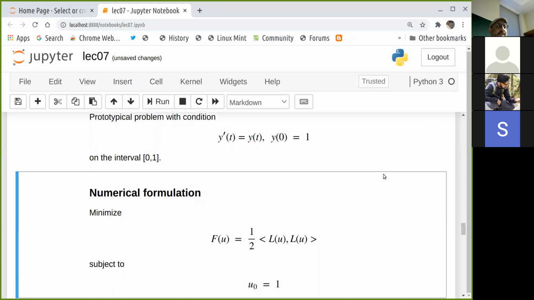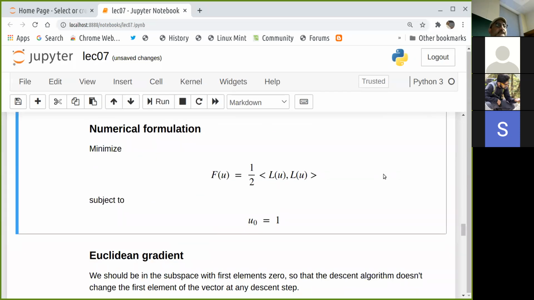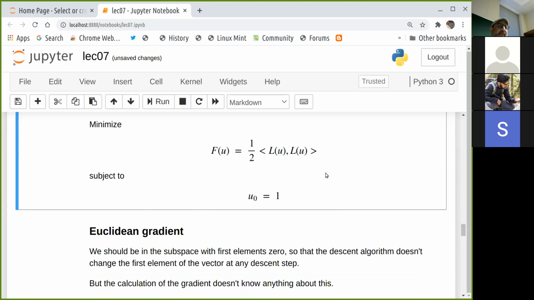Okay, so the numerical formulation is as before: minimize f of u, the same f of u that we had before, except now it's subject to the condition that the first entry of u should be equal to 1. And that creates a little bit of a difference compared to what we did before.